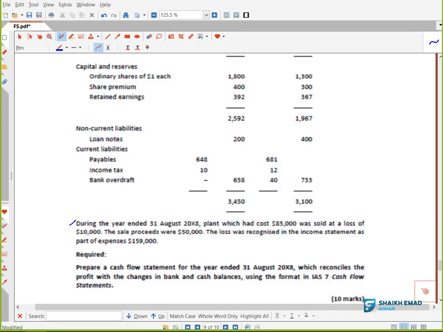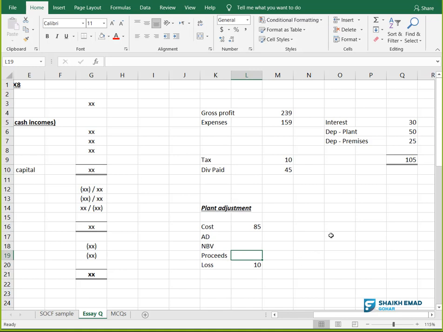Proceeds were 50. What does it mean? It means, how much is my net book value? Can you tell me? What is net book value basically? Net book value means your perception, your estimation of how much is the worth of your asset. So I am saying, in my mind, I think my asset is worth something and I sold it for 50, but I made a loss of 10.